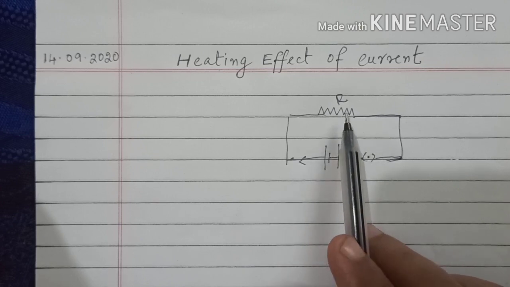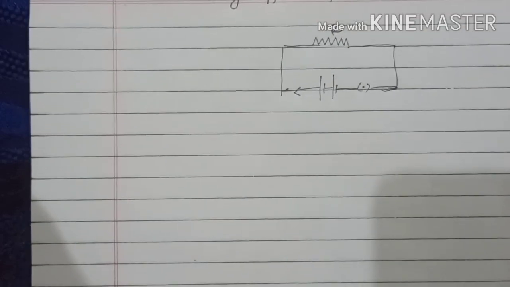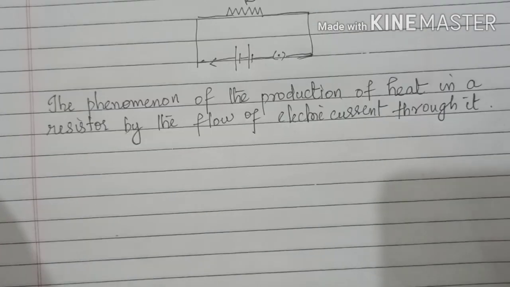Heat is also a form of energy. So how can you define heating effect of electric current? It is the phenomenon of the production of heat in a resistor by the flow of electric current through it. So it is called heating effect of electric current.